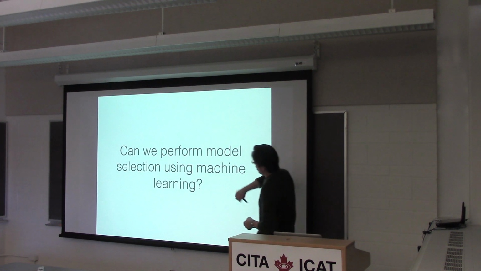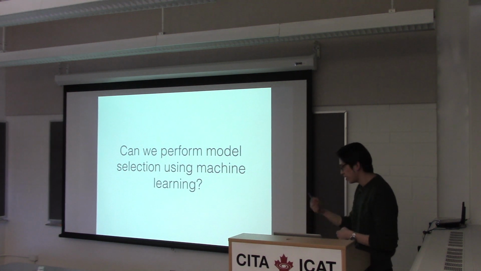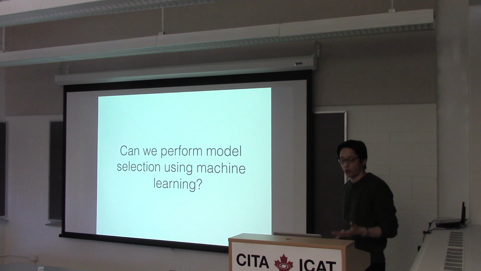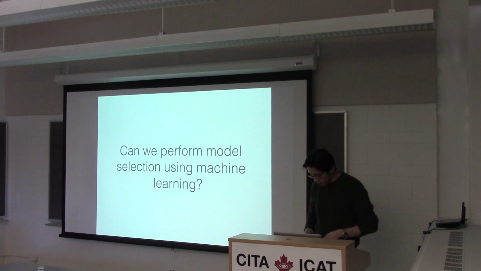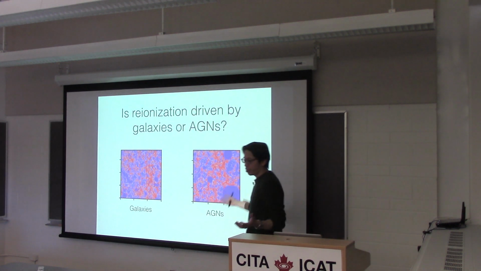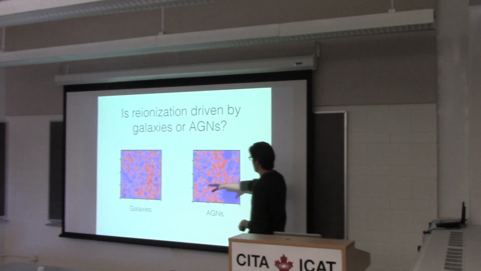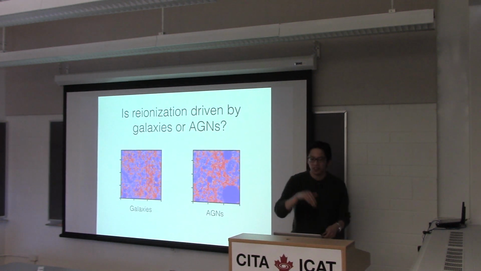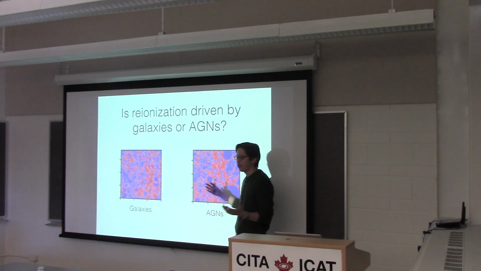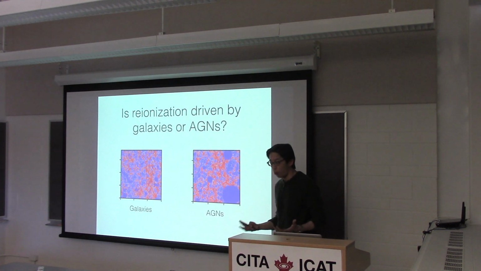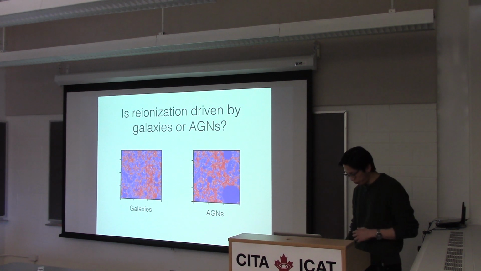Now, another question we can ask is, rather than taking a fixed model and trying to constrain parameters within the model, can we actually just figure out what models are correct, right? One question that has been on the back of everyone's minds for a long time is: is reionization driven by galaxies or AGNs? This question seems to go in and out of style every few years, depending on how confident we are about various things. 21 centimeter, we hope, will tell us something about that, with AGNs being more biased, typically larger, fewer bubbles.